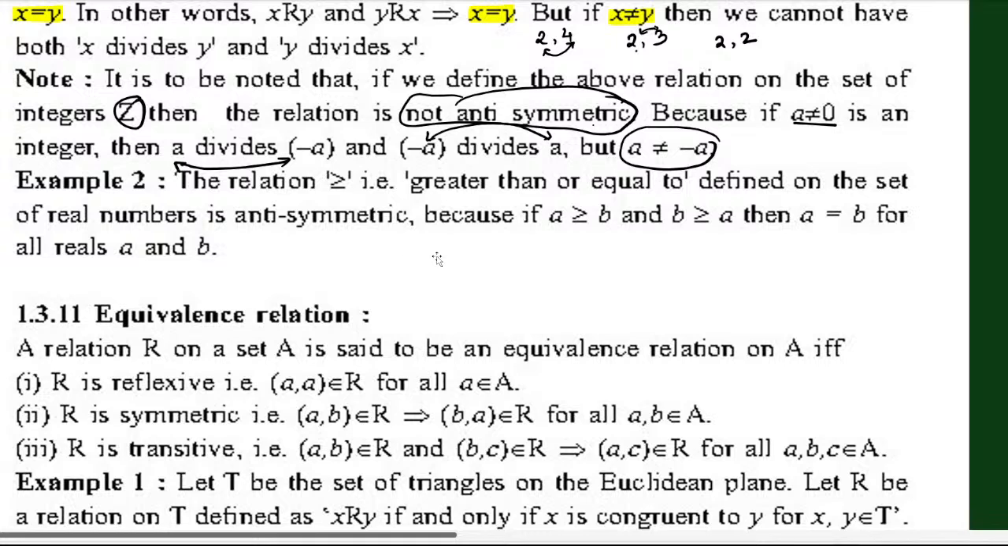Again, the relation greater than or equal to, defined on the set of real numbers, is anti-symmetric. If a is greater than or equal to b and b is greater than or equal to a, then a is equal to b for all reals a and b. Yes, right?